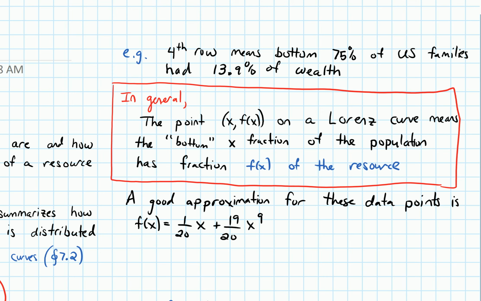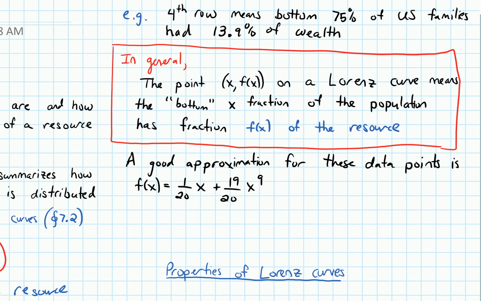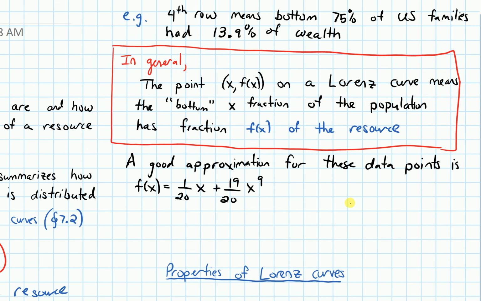Okay, so I want to draw a rough picture of this to give us a feel for what this would look like. And then after that I want to talk about some properties of Lorenz curves. So this is just one example of a Lorenz curve. Let's draw some axes. I'm going to have this be x, and the other axis represents y, or f of x. In my data table, x was limited to be between 0 and 1, and same thing for y.